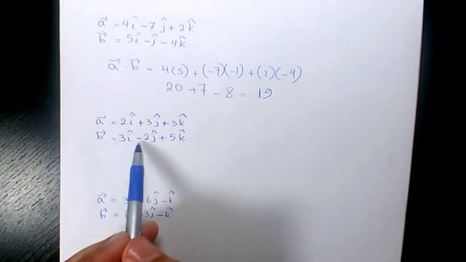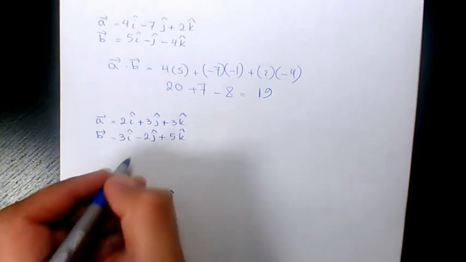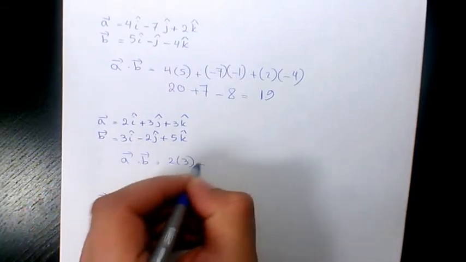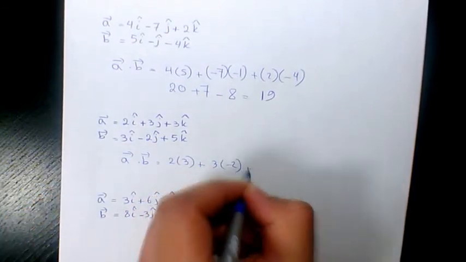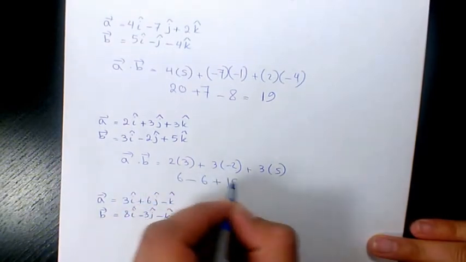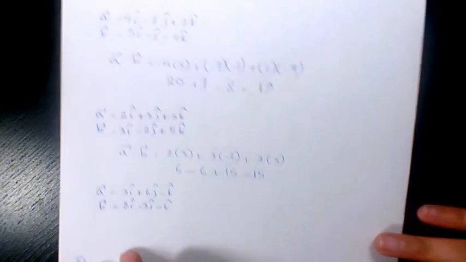Next one. A is 2i plus 3j plus 3k. B is 3i minus 2j plus 5k. So A dot B will be 2 times 3 plus 3 times negative 2 plus 3 times 5. So we have 6 minus 6 plus 15. That will be just 15.